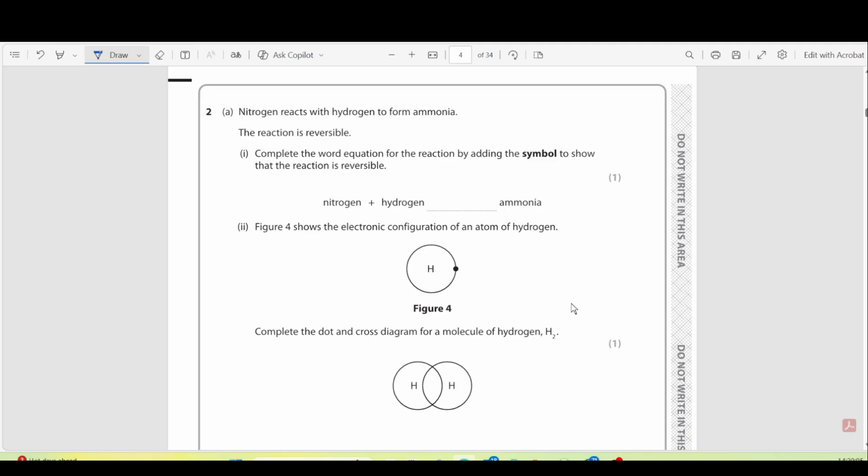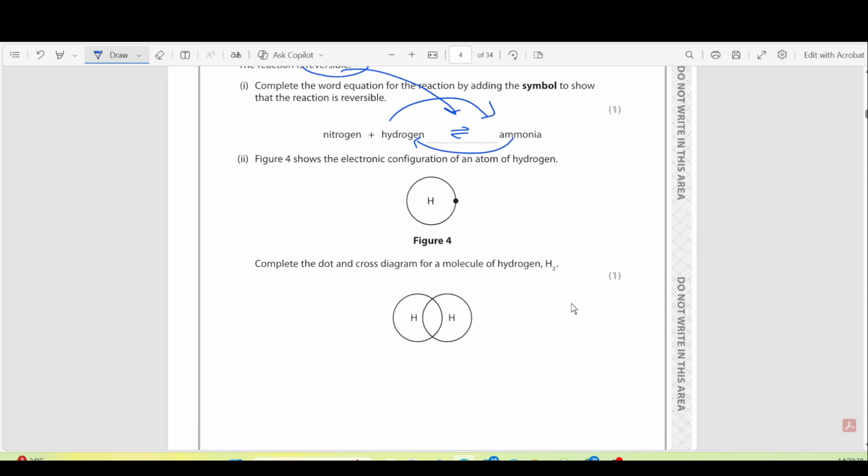So nitrogen reacts with hydrogen, and what it is forming is ammonia. The two substances which are reacting are called reactants, and whatever they are forming is called the product, the final result. We have to complete this reaction, and it says it is reversible. The symbol for reversible is double half-headed arrows like this. This is the symbol for a reversible reaction. It can change from this to this and this to this back again.